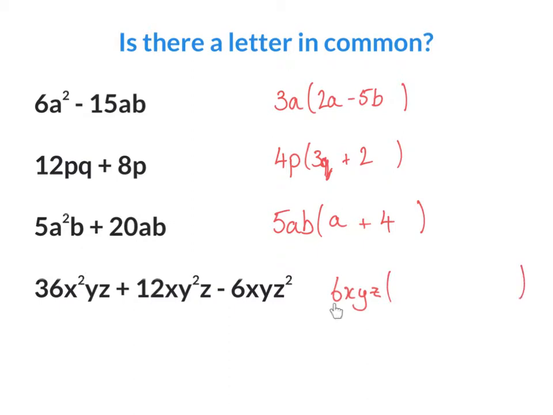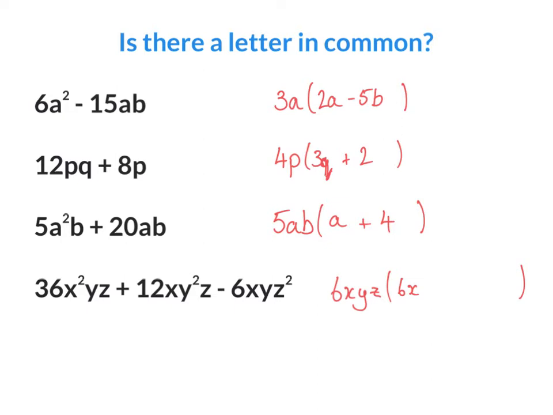Now, what do I multiply 6xyz by to get 36x squared yz? Well, 6 times 6 is 36. I need to multiply x by x to get the x squared. And the yz terms are fine. They're sorted. In the second term, 12xy squared z, well, look, we've got a z and an x already.